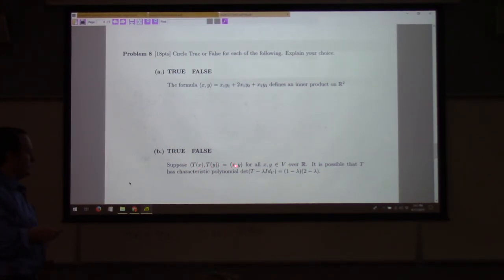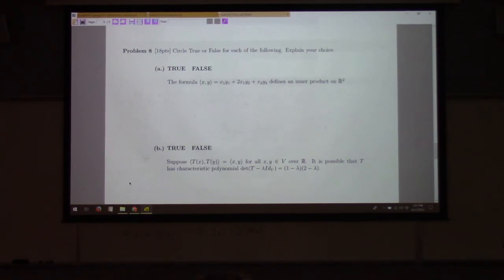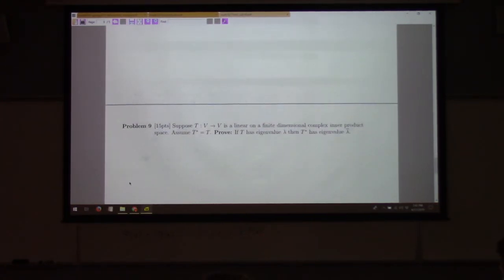Here's something. What's this say? T has this. Oh, man. At the moment, that question is hard for me. I don't know what's wrong with me. I've got to look at the solution.